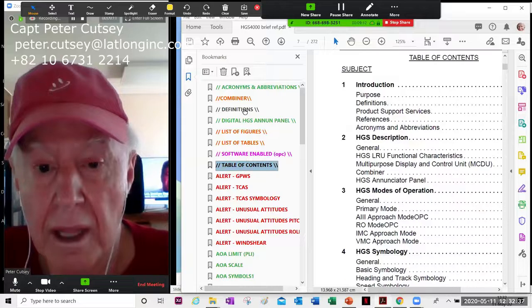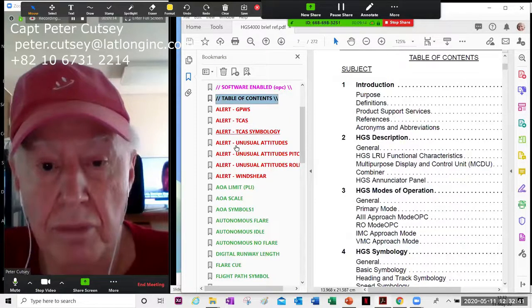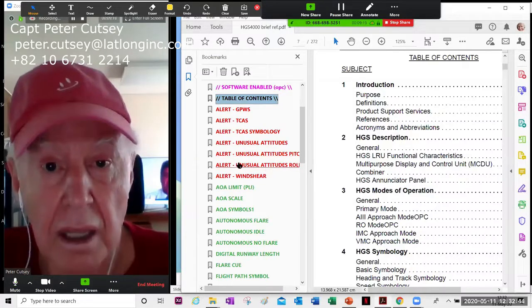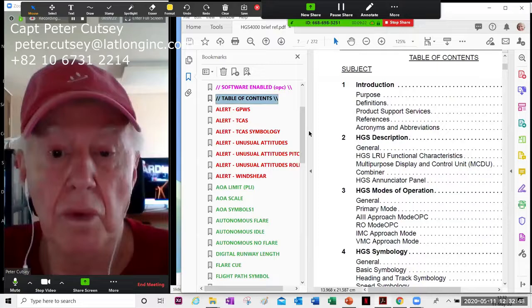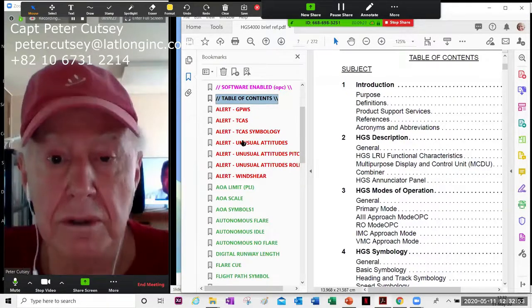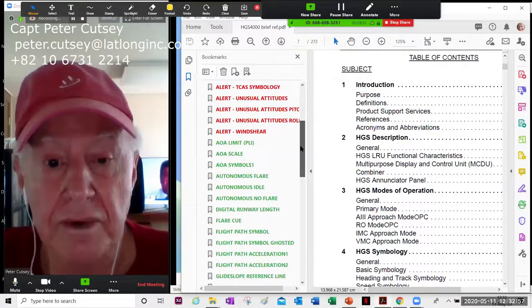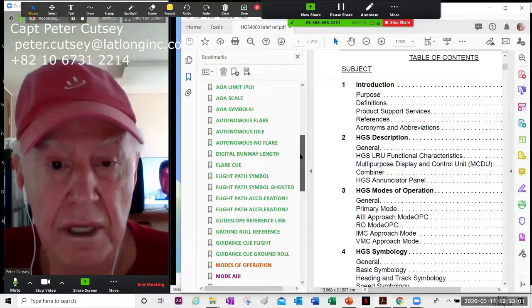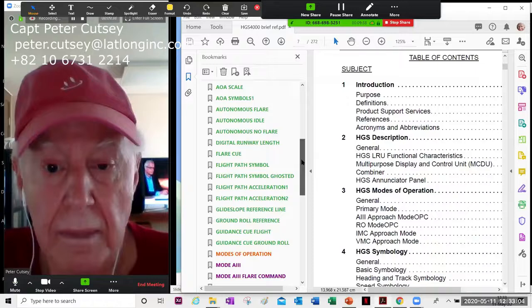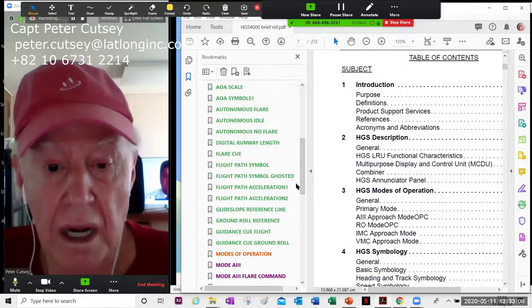You have different alerts, and these are bookmarks that I have organized in my Rockwell Collins manual. You can do what you want, but I use Adobe Acrobat, which is a super tool to create and colorize your bookmarks to make it easier for studying. And I've listed all the references and symbols and information alphabetically for studying purposes.